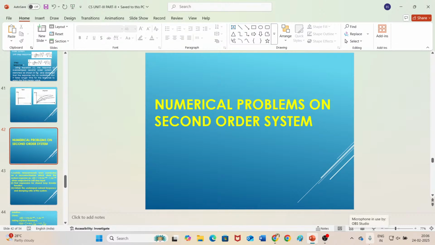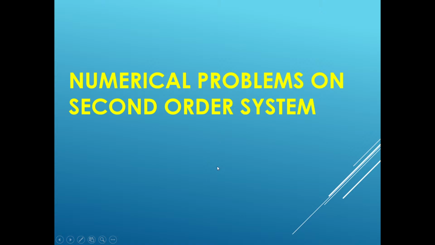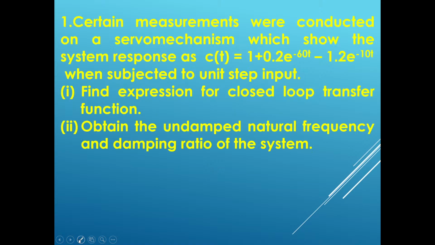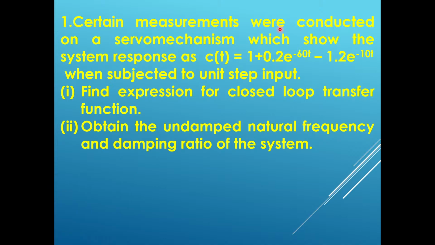Let us discuss a few numerical problems on second order system. This is the question. Certain measurements were conducted on a servo mechanism which show the system response as C of t is equal to 1 plus 0.2 e power minus 60t minus 1.2 e power minus 10t when subjected to the unit step input.